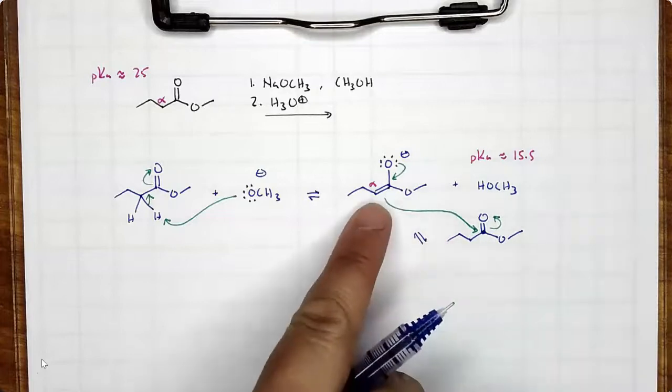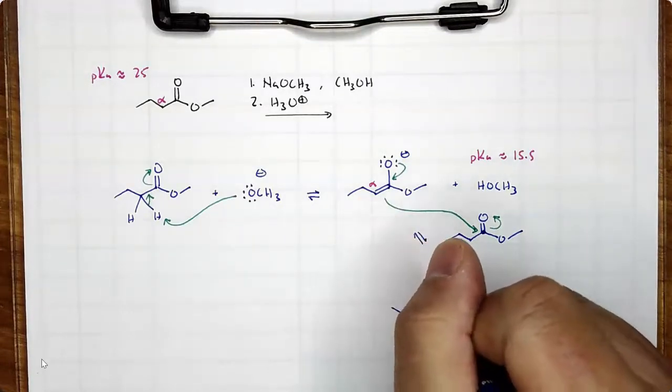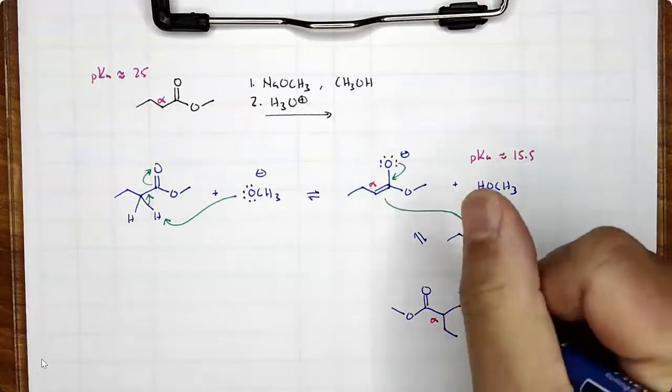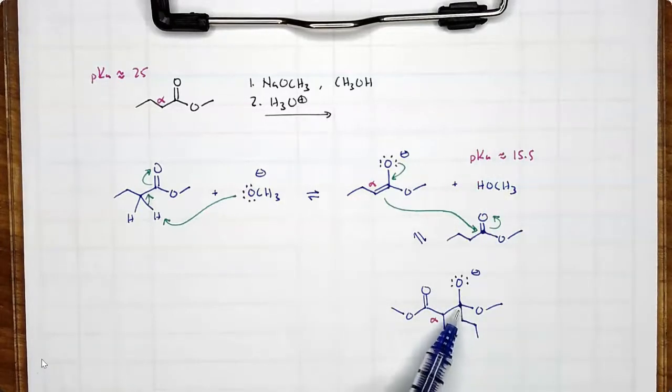Now, how do I want to draw this? Let me flip this and put the alkoxy group on the left. And then we made a connection to the dot. Okay, so this is looking a lot like an aldol product. You form the tetrahedral intermediate after you attack the carbonyl carbon.